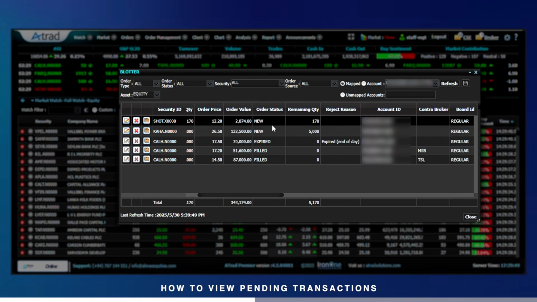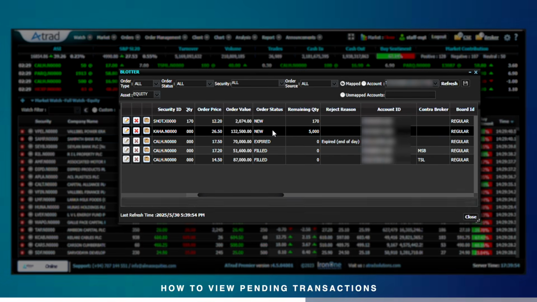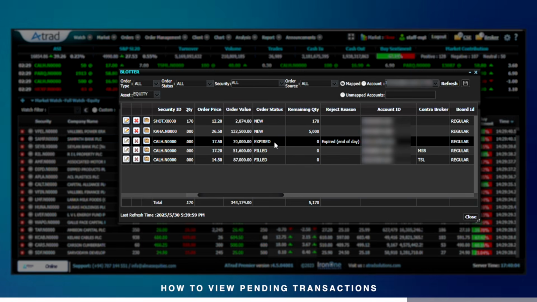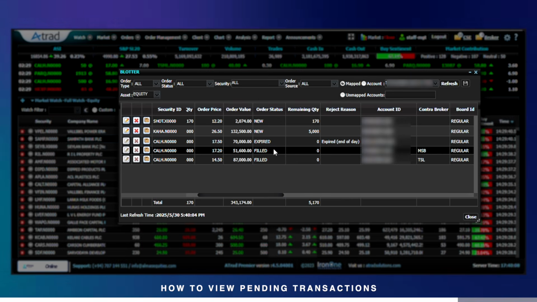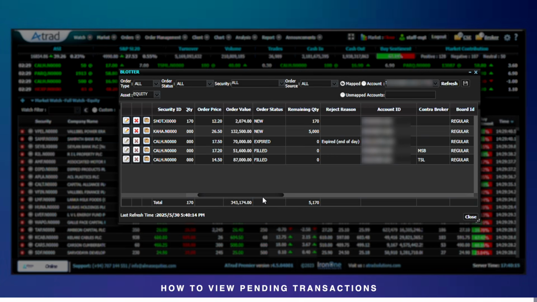So if you see this new, it means that the order is there in your order book, which has not been executed. And expired means that after a certain period of time, let's say you put orders for 5 days and it has not been executed, it will be expired, and even after the end of the trading day today, this order has expired, and these last 2 orders have been filled, which means buyer and seller have been matched. So that is about the order blotter, where your transactions will be recorded.